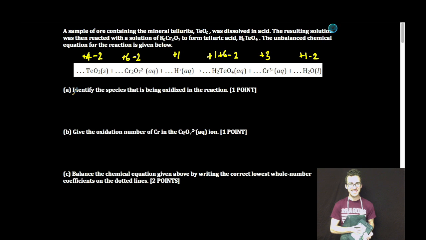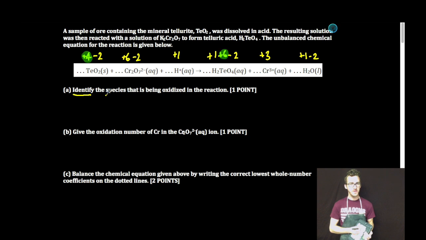Alright, let's identify the species that is being oxidized in the reaction. As I scan my oxidation numbers, notice that tellurium has an oxidation number of +4 on the reactant side and +6 on the product side. In order for the oxidation state to get more positive, tellurium must have lost electrons. Remember our good friend Leo and what he says. Losing electrons is the process of oxidation.